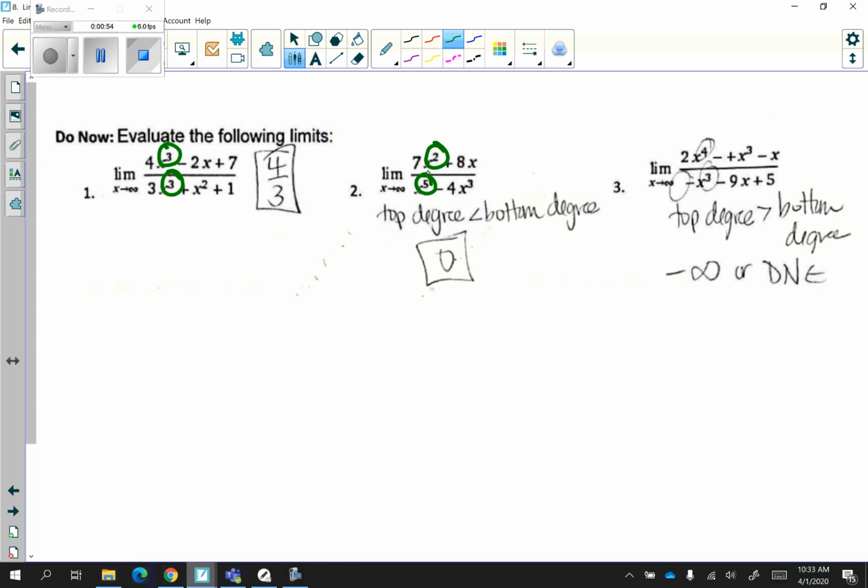And then for number 3, the limit as x approaches infinity, the top degree is 4, the bottom degree is 3, so it's top heavy. However, there is a negative, so it is going to be negative infinity, or remember, it does not exist.